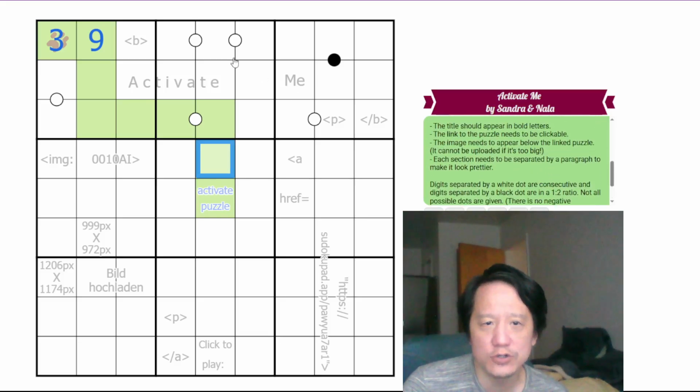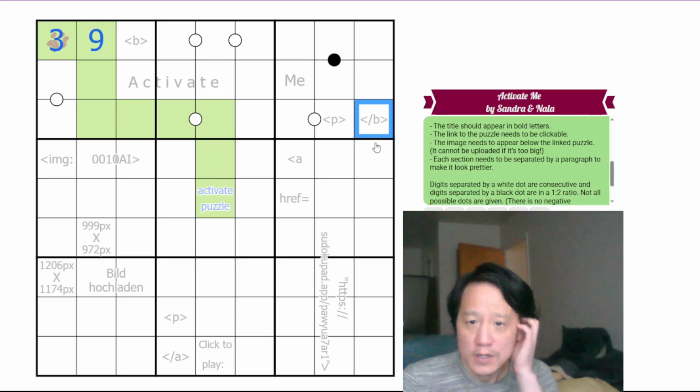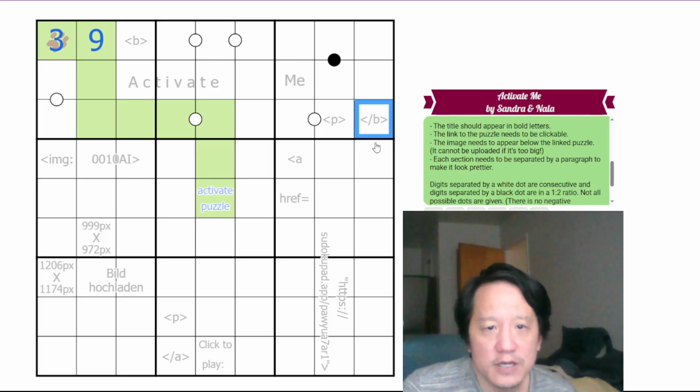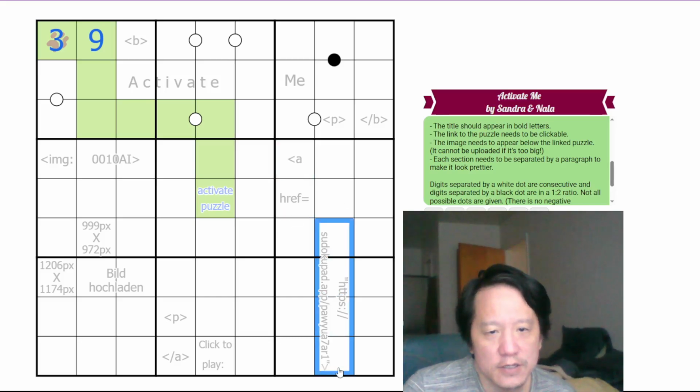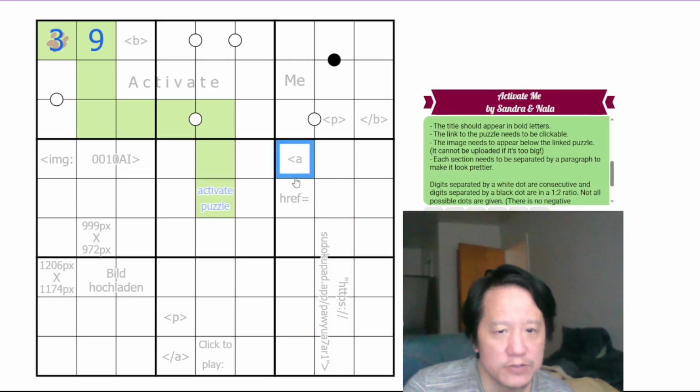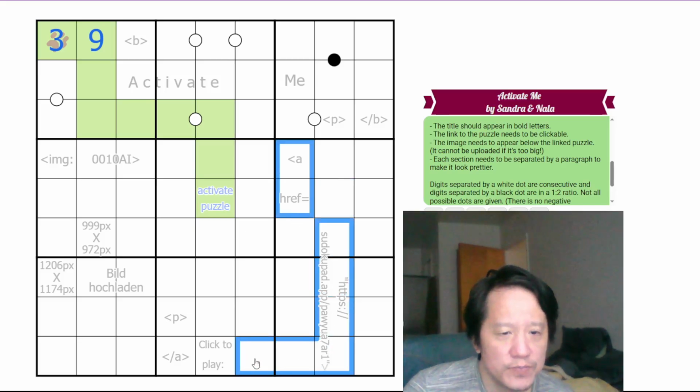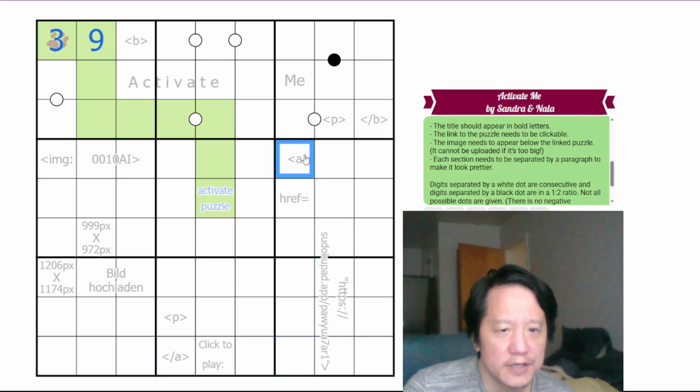So the title should appear in bold. So this is the bolding start, and this is the bolding end. The link to the puzzle needs to be clickable, which means it's the a href equals a certain link, which I believe is this. The image needs to appear below the linked puzzle. So this is the linked puzzle. This is the ending of the linked puzzle.